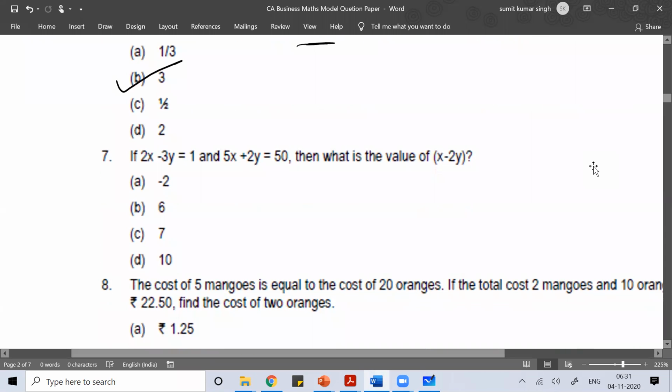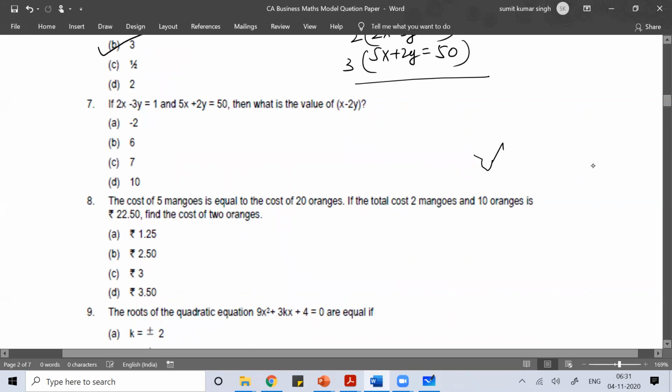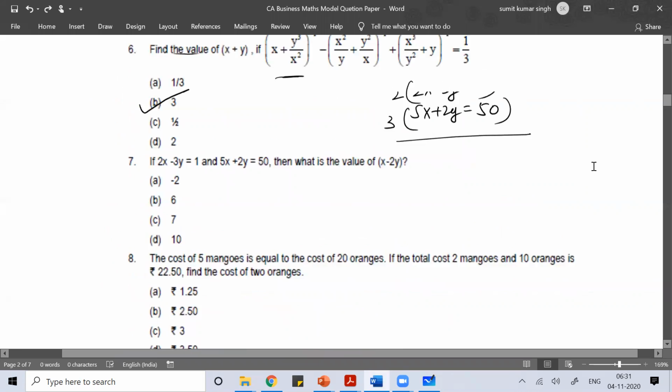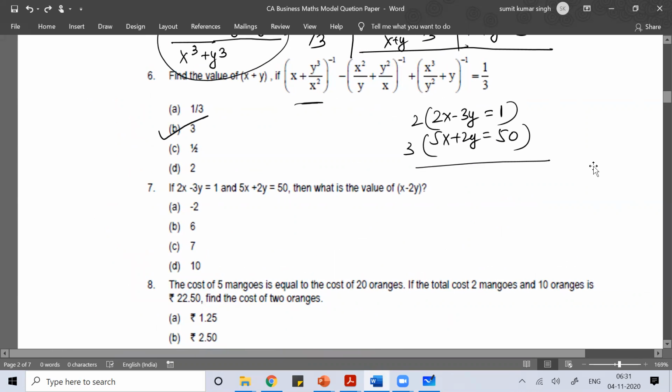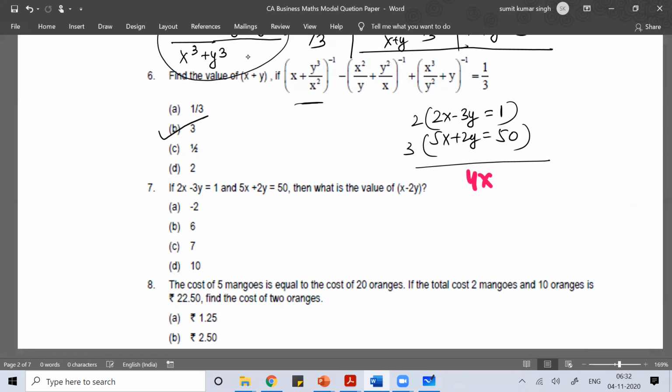Now you see this question is very easy. I don't think anybody has any doubt on this. Simple, you get a linear equation, solve the linear equation, you get the answer. So 2x minus 3y is equal to 1, and 5x plus 2y is equal to 50. Solve the linear equation: multiply this with 2, multiply this with 3. So you'll get 4x minus 9y is equal to 2.